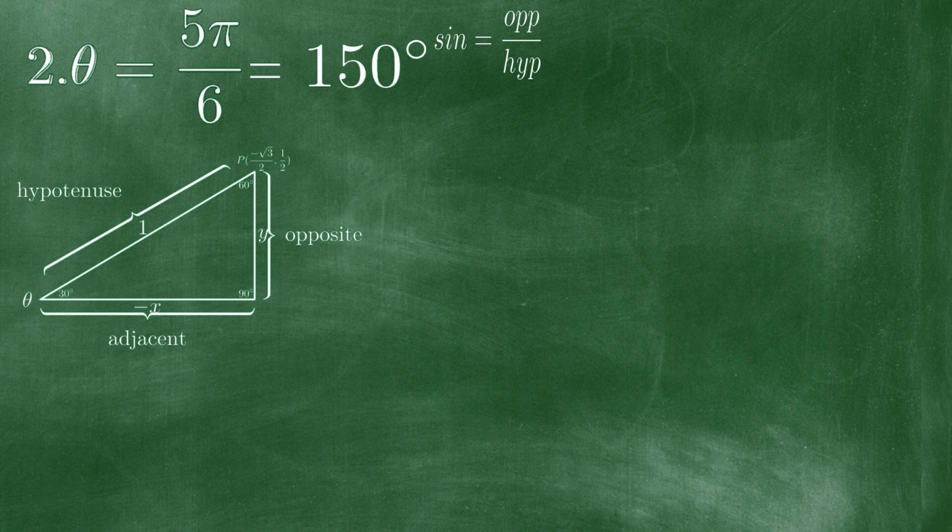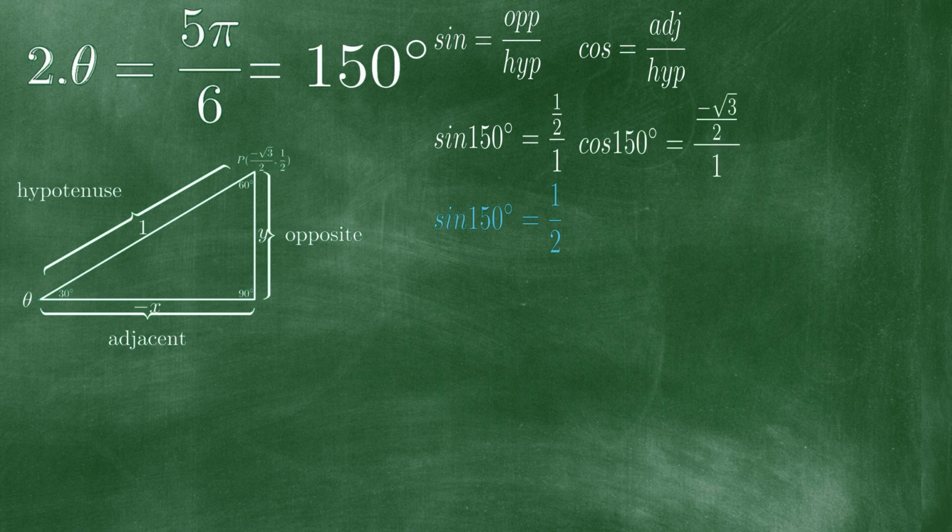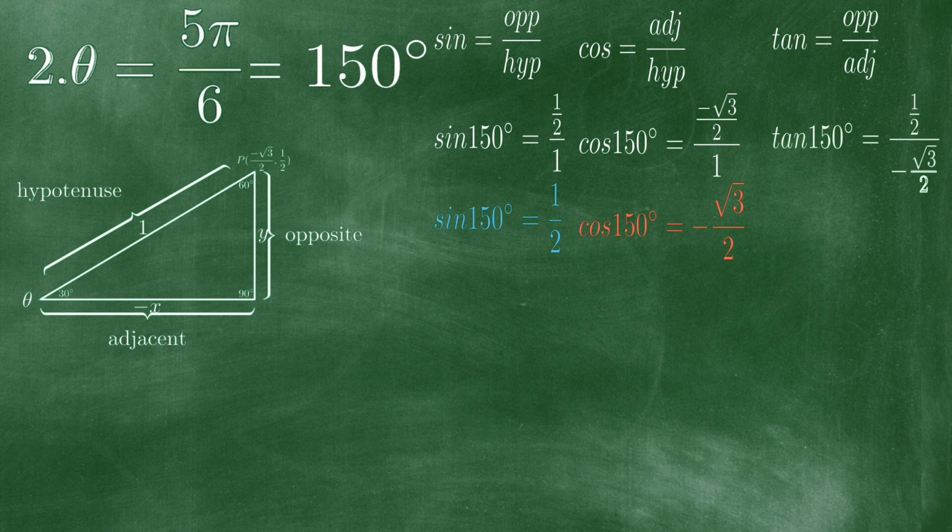So, sine 150 degrees is just equal to 1/2 divided by 1, which would give us 1/2. Cosine 150 degrees is just equal to the negative square root of 3 over 2 divided by 1, which would give us negative square root of 3 over 2. For tangent 150 degrees, that is equal to 1/2 divided by the negative square root of 3 over 2, and with rationalization, that is just equal to the negative square root of 3 over 3.